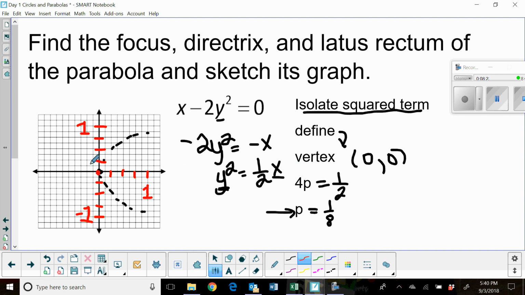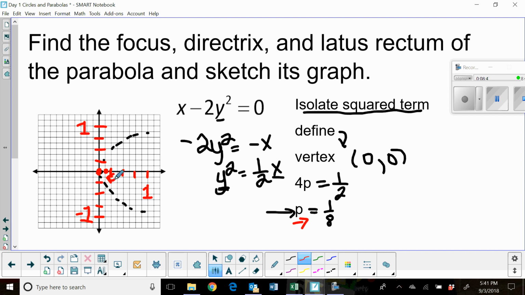Okay, so we have our vertex at (0, 0). We know it's a right facer. Now, this is how we count this whole concept of p. What we're going to do is go over to the right 1/8. Well, we said this first mark is a 4th, so we're only going over 1/8, which is right here. That I'm going to label F.